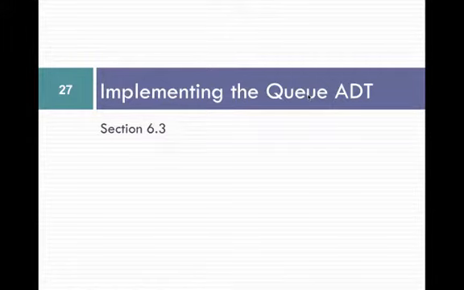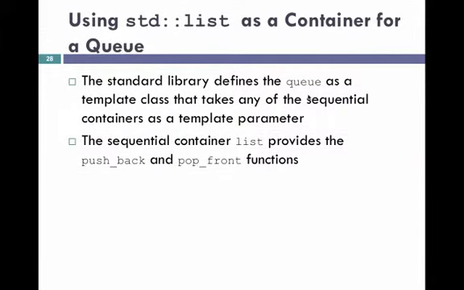In this slidecast, we'll talk about implementing the queue abstract data type. Using the standard list class, we'll use that as a container for our queue abstract data type. We've seen throughout the semester that we can define an abstraction for a new abstract data type, and we can implement that using the abstract data types that we already have implemented.